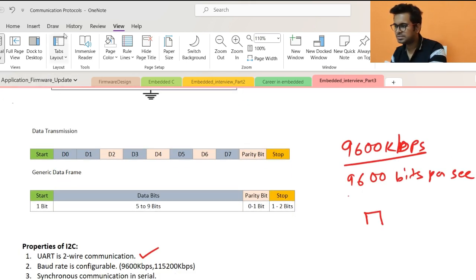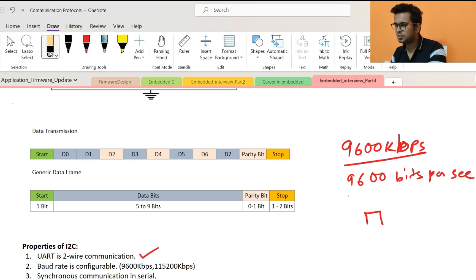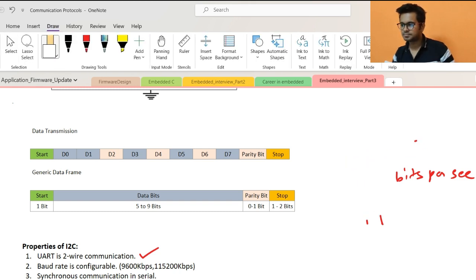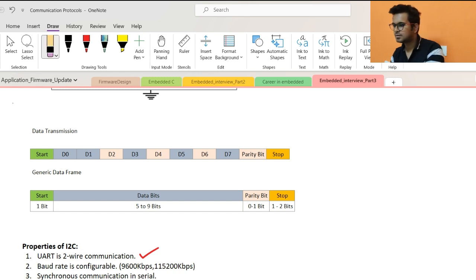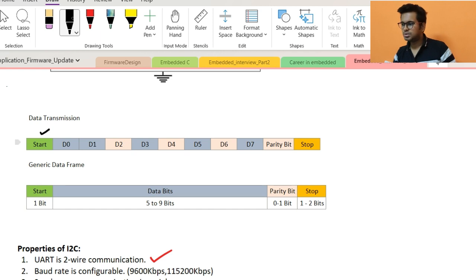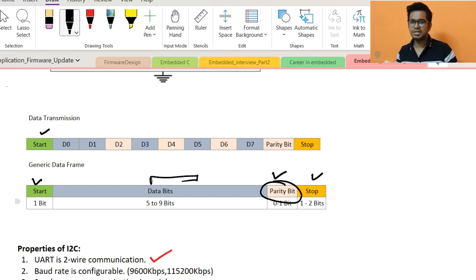Now, what is the basic format of data that we will be having in UART communication? The basic format is a start bit which will initiate the transaction. Any device, whether it's D1 or D2, can send the start bit and start the transmission, and then it will send the data bits. So you see here there is a start bit, then data of 8 bits, then a parity bit and a stop bit. The start bit is to start the communication, the data bits are the actual data, and the parity bit is for error check.